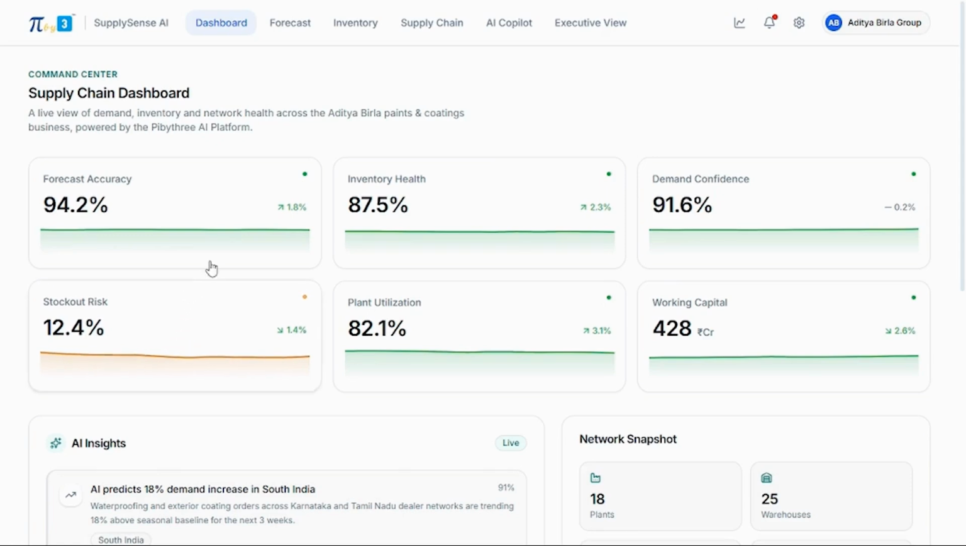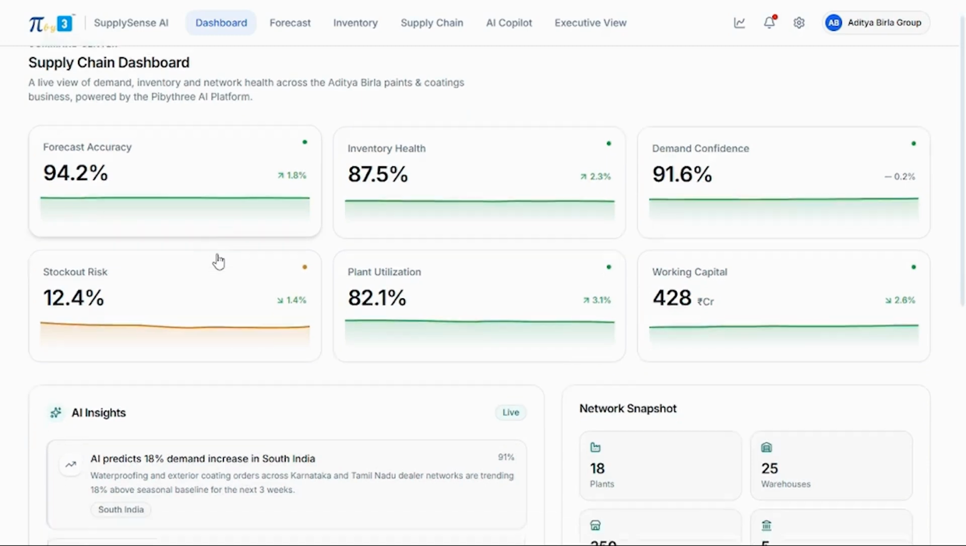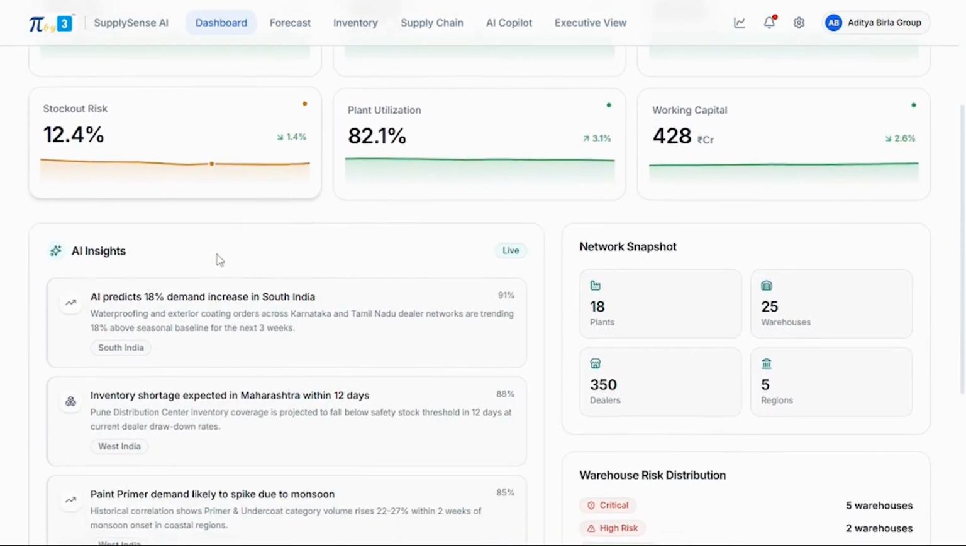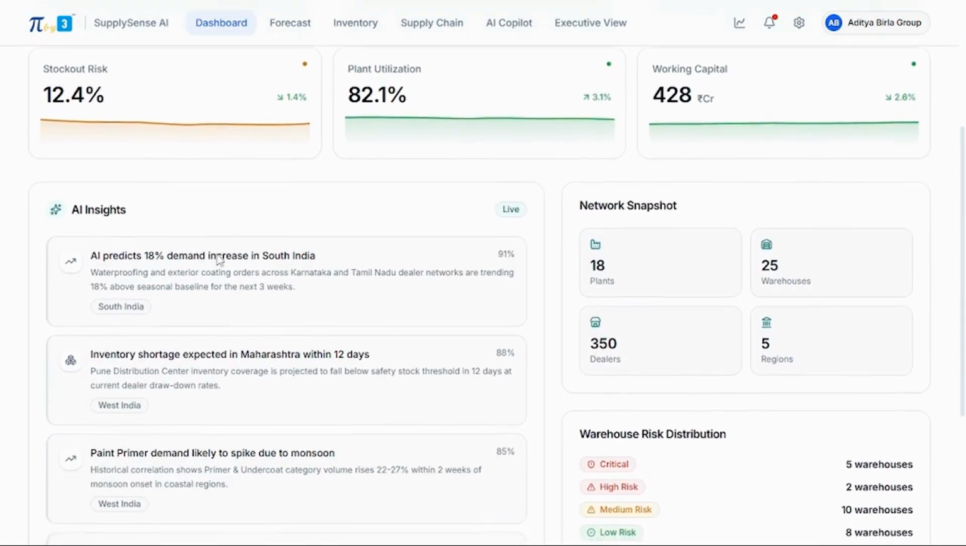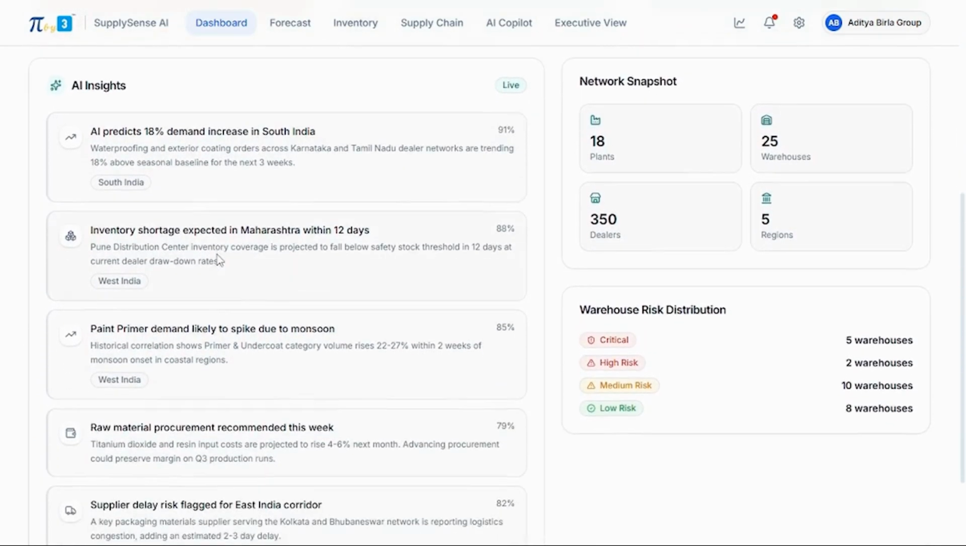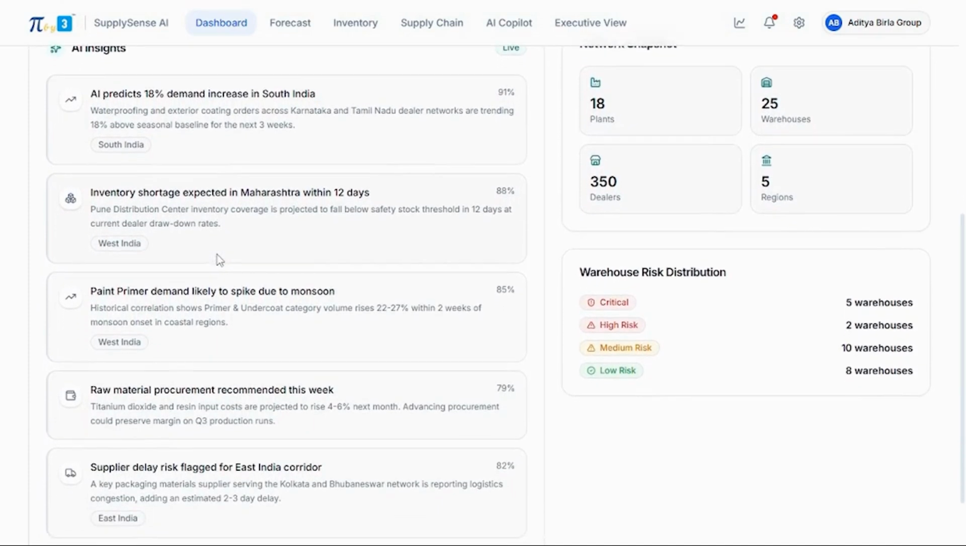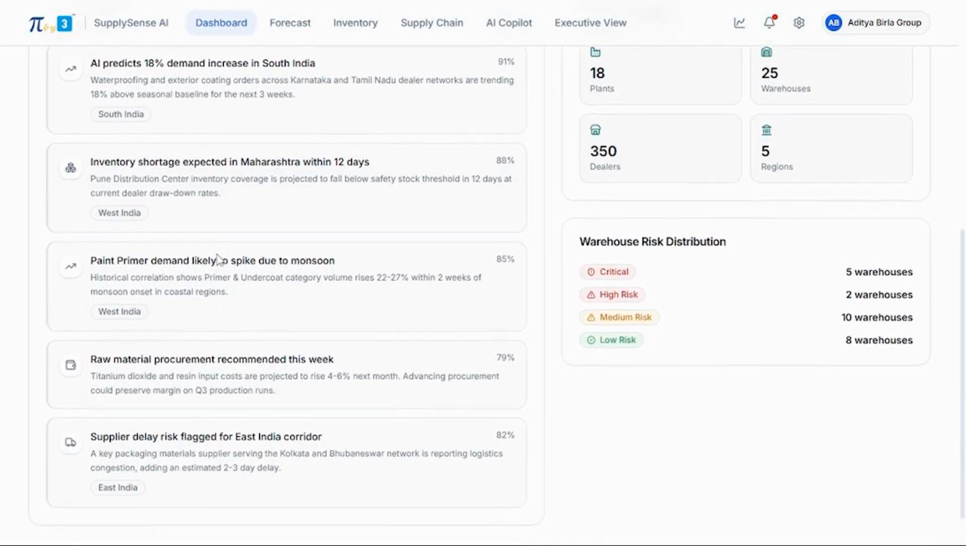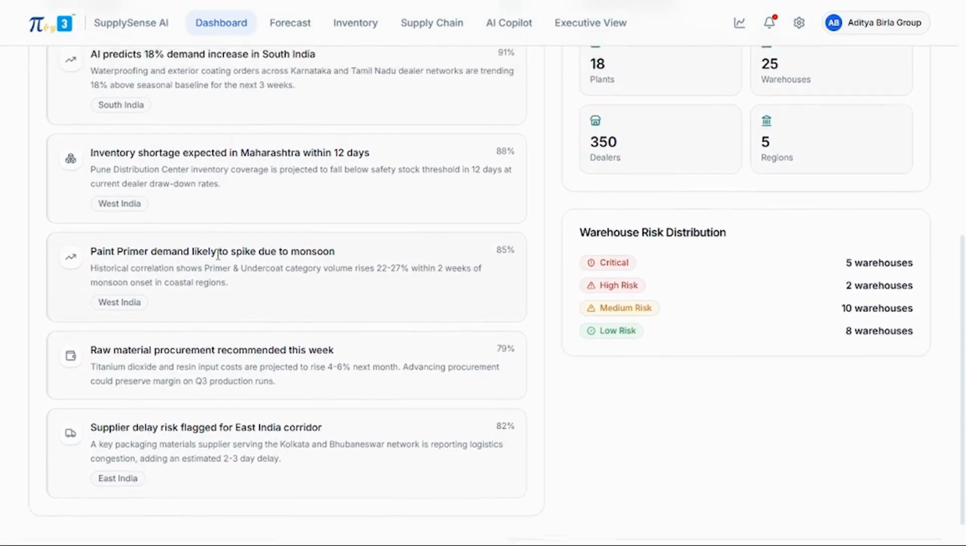At the top of the dashboard, we present the key operational metrics. These include forecast accuracy, inventory utilization, service levels, stock availability, inventory value, and overall supply chain performance. Rather than simply displaying numbers, the platform continuously analyzes these KPIs, identifies anomalies, and prioritizes the ones that have the greatest business impact. This allows executives to focus on decisions rather than searching through reports.